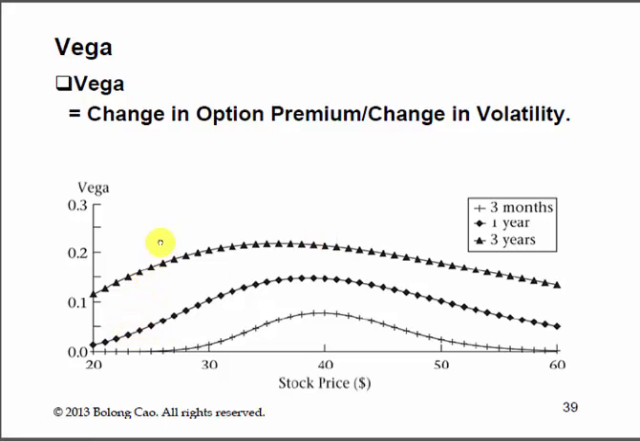Okay, so this is the picture for Vega. We have different underlying prices. Around at the money, we see Vega is higher and higher. These straight lines are 3 months, 1 year is the diamond line, and the triangle line is the 3-year expiration date. So as the expiration date goes further and further away from the current time, Vega is higher, and when the underlying price is around at the money, Vega is higher.